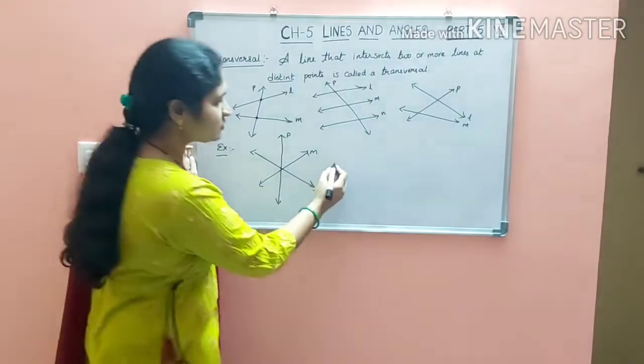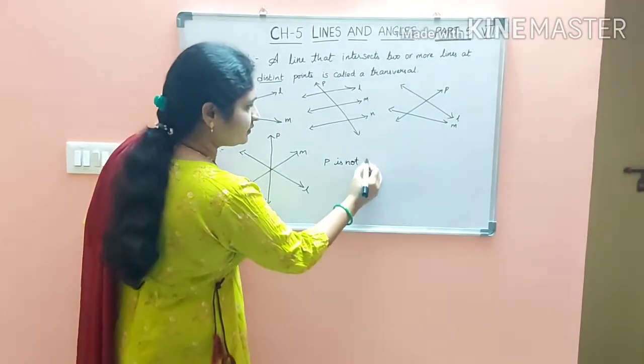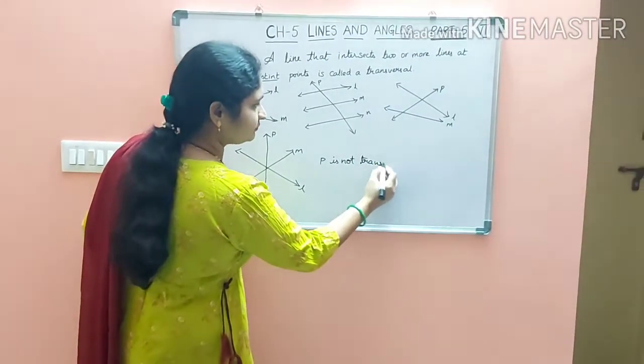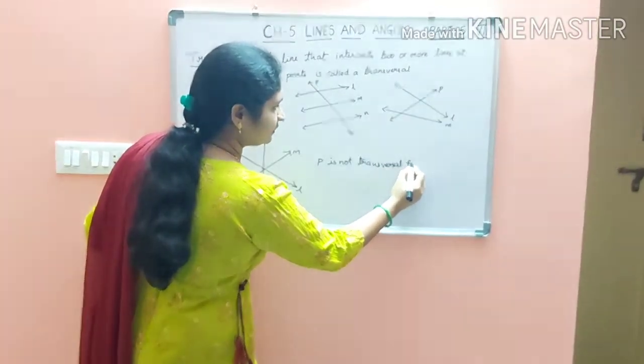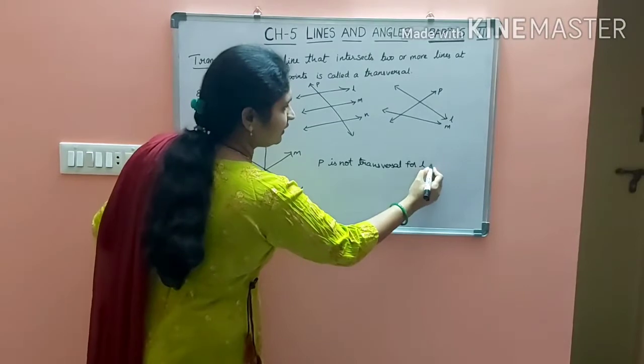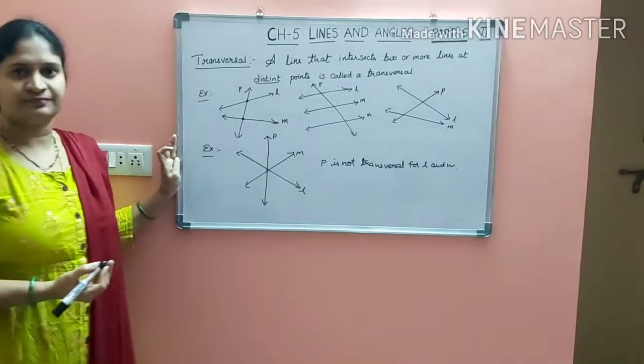Clear? So what can we write here? P is not a transversal for lines L and M. Clear?